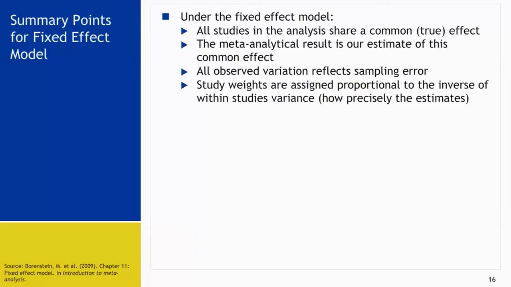The most important thing you should take away from the fixed effect model is the assumption. Basically, we're assuming all studies in the analysis share a common true effect. Remember all the circles on the plot I showed you early on? We are assuming all the true effects lie on top of each other, and the meta-analytical result is our estimate of this common effect. In other words, all the observed variation reflects sampling error. The true effects lie on top of each other, and all the differences you actually see from one study to the next are only because of the sampling error, or random error, in each individual study. The study weights are assigned proportional to the inverse of the within-study variance, so how precisely the estimates are. The larger the study, the smaller the variance, so the larger study will contribute more information to the meta-analysis results and take up more weight in your pooled estimate. That's a summary of the fixed effect model.